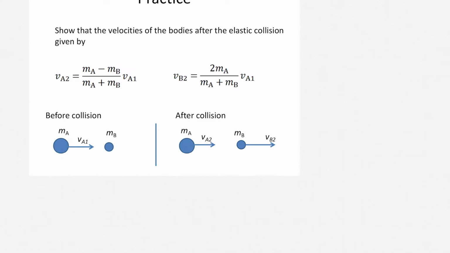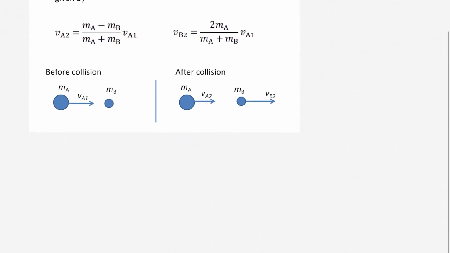In this practice, show that the velocities of the bodies after the elastic collisions are given by these two equations. Before the collisions, one particle has a velocity of v sub a1. After the collisions, the particle with a mass of m sub a has a velocity of v sub a2, and the object with a mass of m sub b has a velocity of v sub b2. So we'd like to derive these two equations.